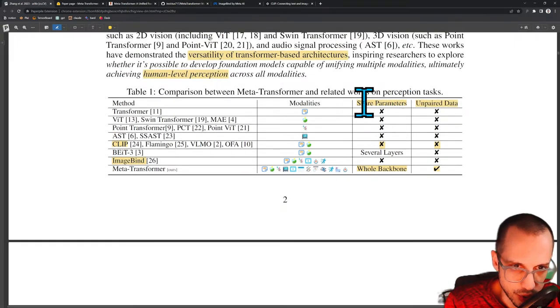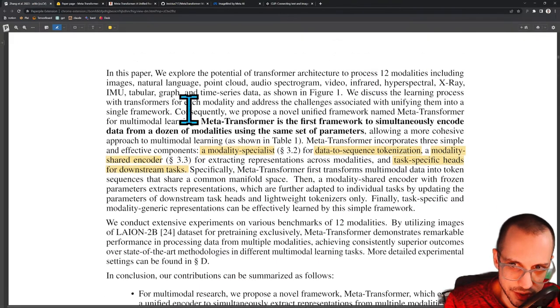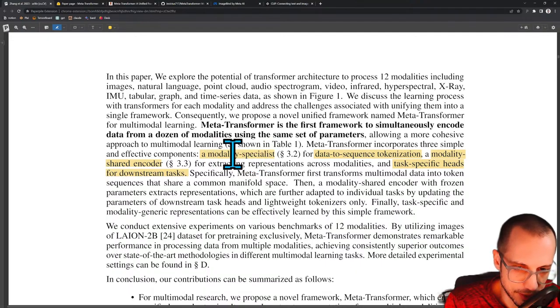So they say share parameters here, but do you think the modality specialists are sharing parameters? Probably not. First transforms multimodal data into token sequences that share a common manifold space. This kind of just sounds like an encoder, right? Then a modality shared encoder with frozen parameters extracts representations which are further adapted into individual tasks by updating the parameters of downstream task heads and lightweight tokenizers only.